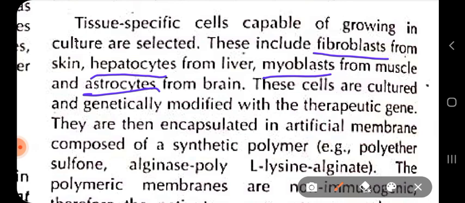Okay. After isolation of these cells, what can we do? We can culture them within the laboratory. We modify them with the therapeutic gene using a vector-mediated approach, either by using a human artificial chromosome or by using a retrovirus, right? Then these cells are encapsulated.